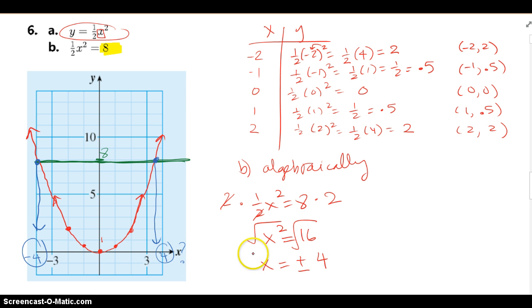So I was close. I was getting two values of ±4 based on my graph. It just looked like it was maybe 3.5 because my graph wasn't accurate enough. So if I had an accurate graph, I would see that it hits the y value of 8 at two different places with x coordinates 4 and -4.